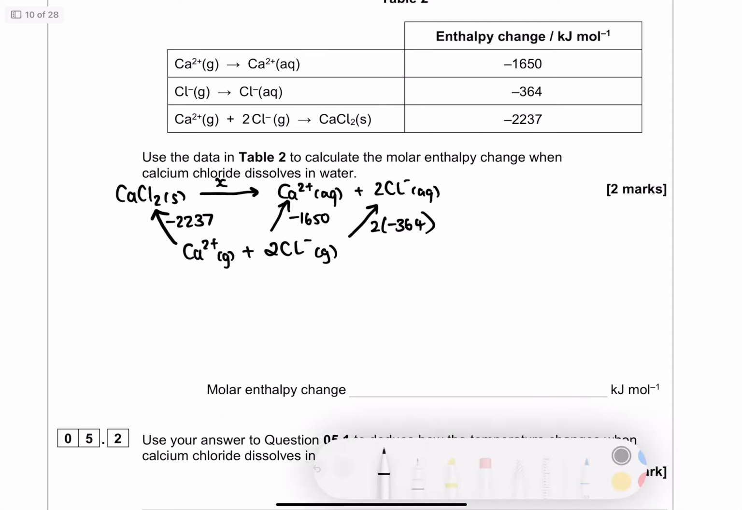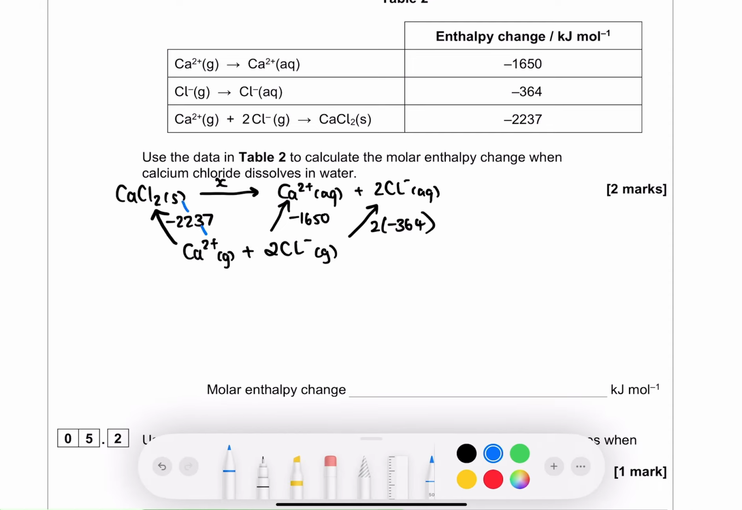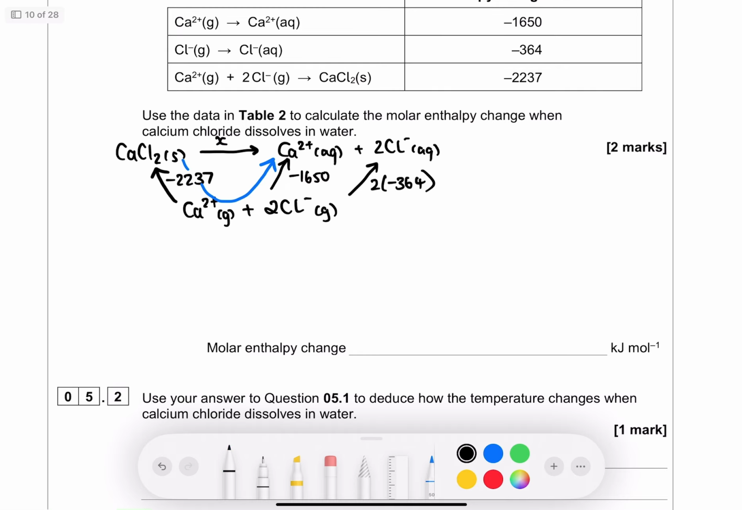So according to Hess's law, if we want to calculate this and go the other route for the arrow x, then x is going to equal, we're going backwards against the minus, so minus 2237 becomes plus, and then we're going to add minus 1650, and we're going to add 2 lots of minus 364. So we can type that into our calculator. And we get minus 141.